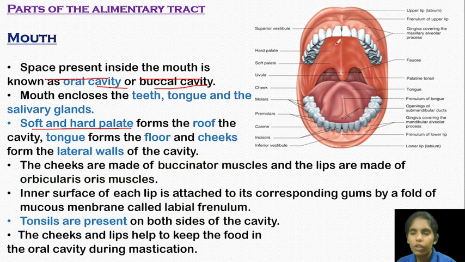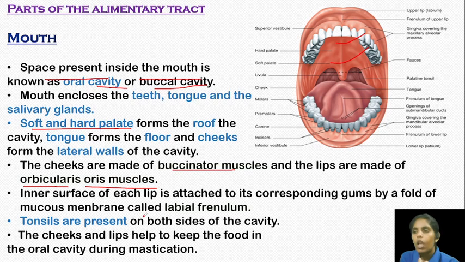So this is the hard palate, the anterior portion, a hard structure. And the posterior portion, which is soft, is known as the soft palate. So the hard palate and the soft palate will form the roof of the mouth, and the tongue forms the floor of the buccal cavity, and the cheeks will form the lateral walls of the buccal cavity. Now the cheeks are made up of buccinator muscles and the lips are made up of orbicularis oris muscles.